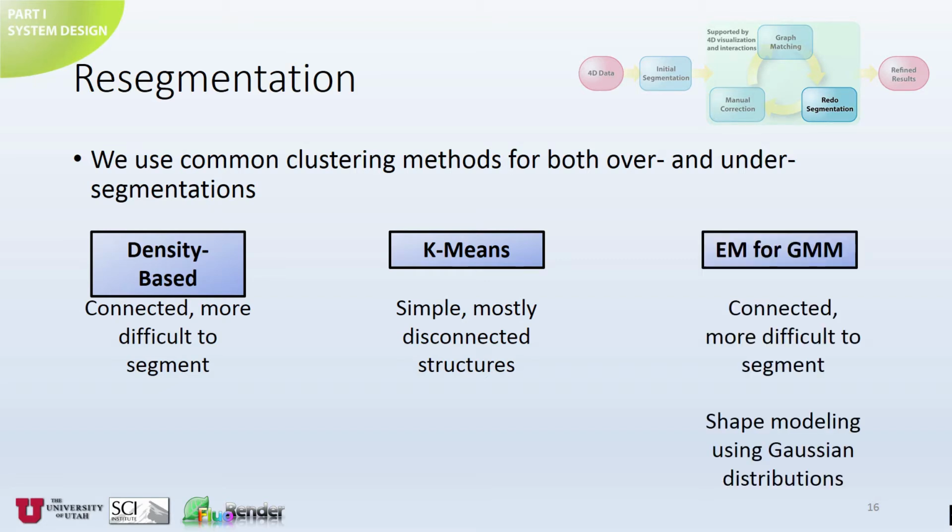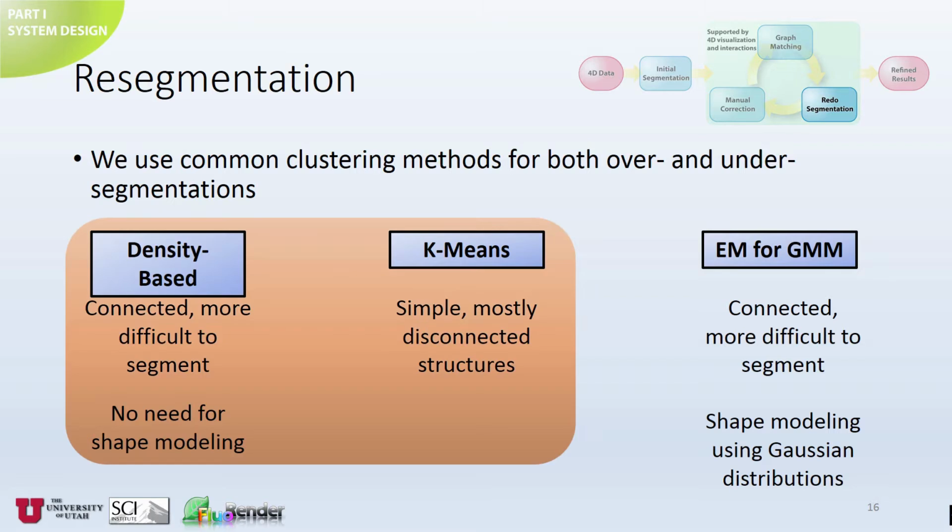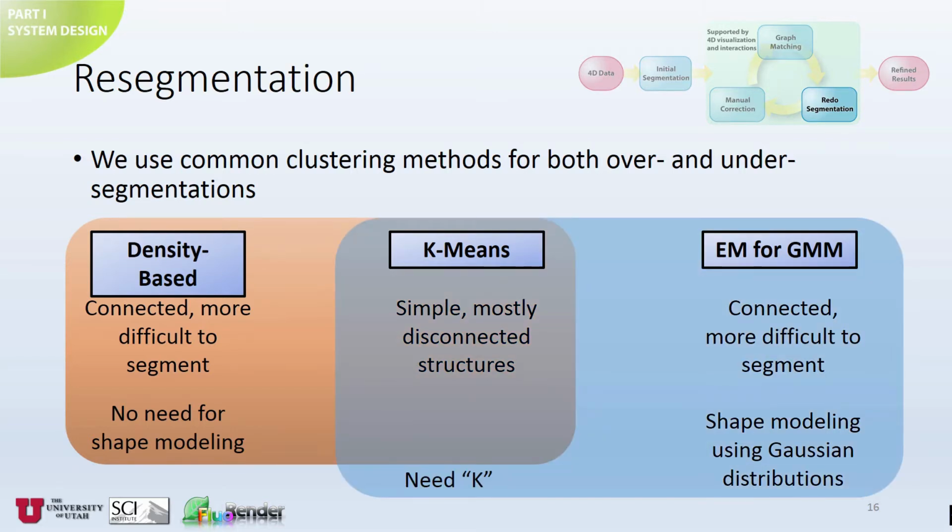For shapes that can be modeled as Gaussian distributions, we use the EM method for Gaussian mixtures. Notice that cells cannot always be modeled as Gaussians. The first two methods don't rely on shape modeling. However, k-means and EM clustering also require the number of clusters. The system design will allow us to choose among these methods, depending on the feedback from the graph matching process.